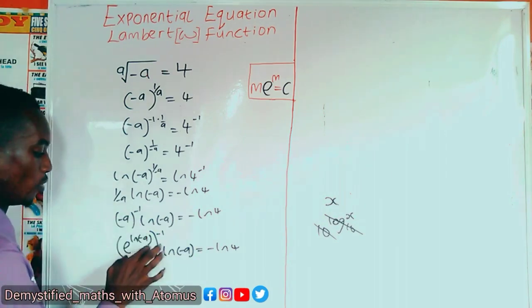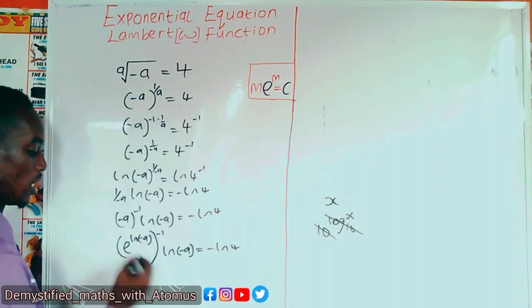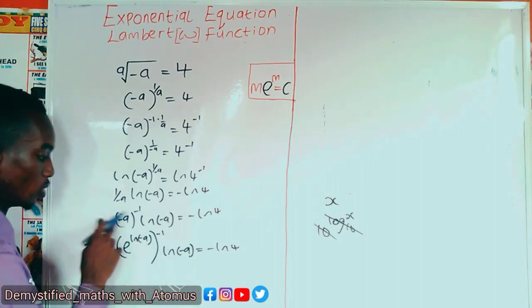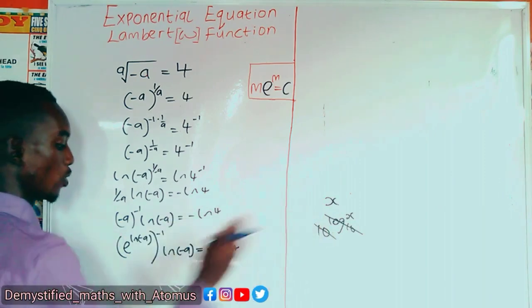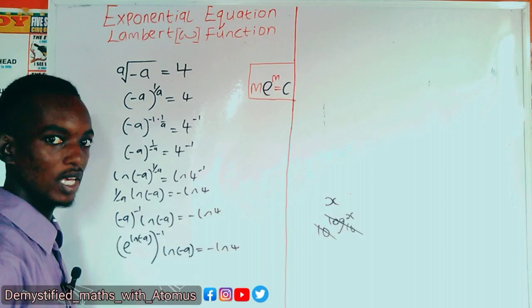This negative a, we write it as this. So e can cancel ln. It's still the same, it still gives us negative a, just like we have here. Now we are making big progress.